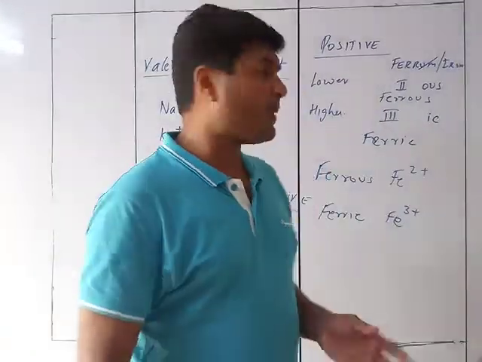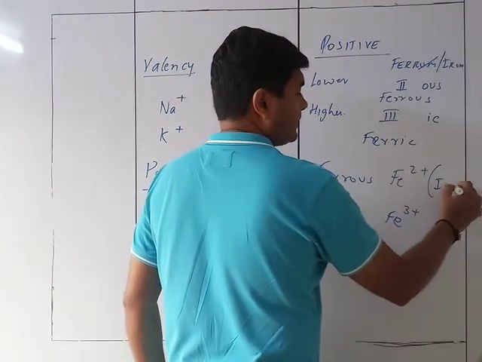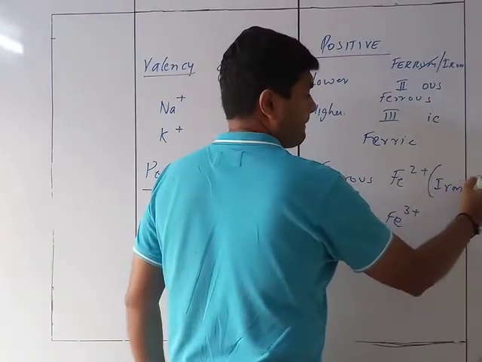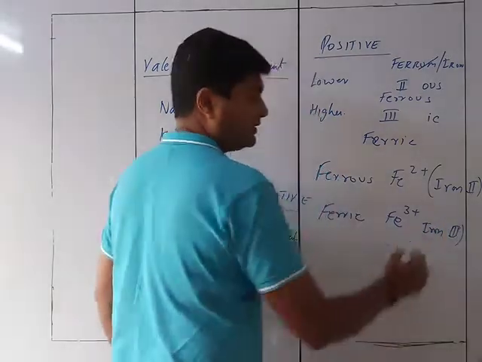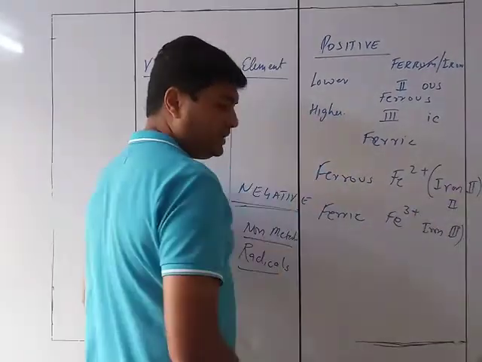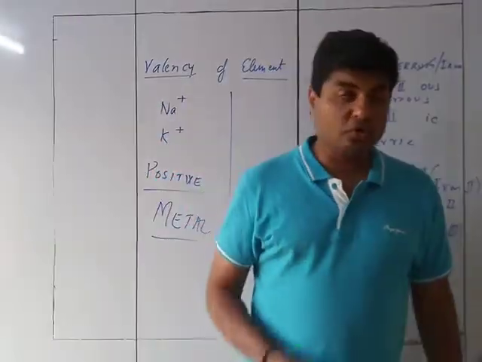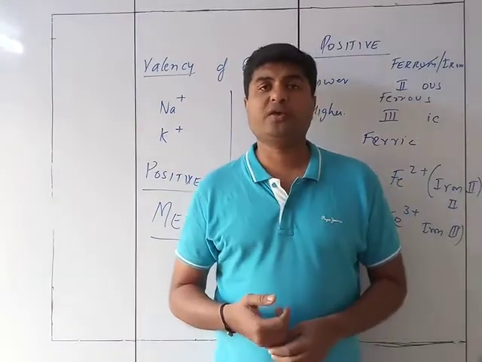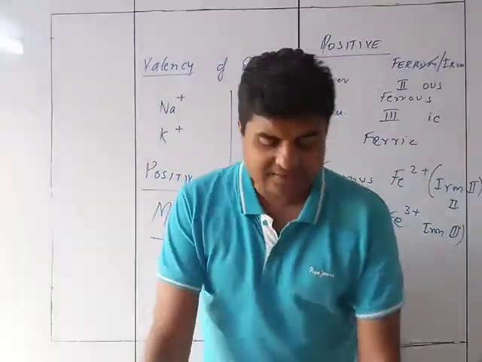As per the new IUPAC names, you can also call it directly iron 2. Here it is iron 3. Okay, this is iron 2 and this is iron 3, as per the new IUPAC names. But normally you should know what cuprous, cupric, ferrous, ferric and everything are. You should know. So that's why it is OUS and IC.